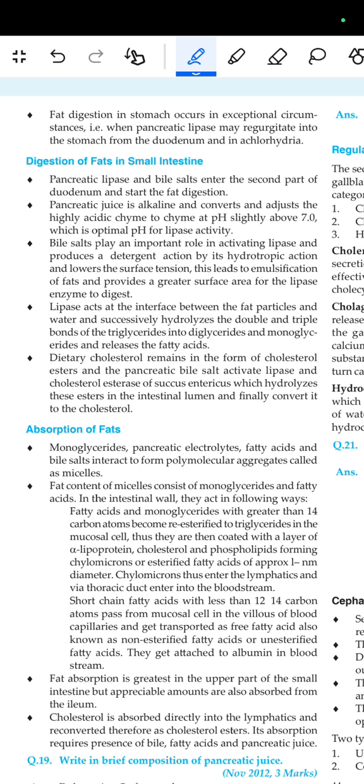Digestion of the fat in the small intestine. Pancreatic lipase and the bile salts enter the second part of the duodenum and start the fat digestion. Pancreatic juice is alkaline and adjusts the highly acidic chyme to a pH slightly above 7.0, which is the optimal pH for the lipase activity. Bile salts play an important role in activating the lipase and produce detergent action by hydrotropic action and lower the surface tension. This leads to the emulsification of the fats and provides a greater surface area for the lipase enzyme to digest.